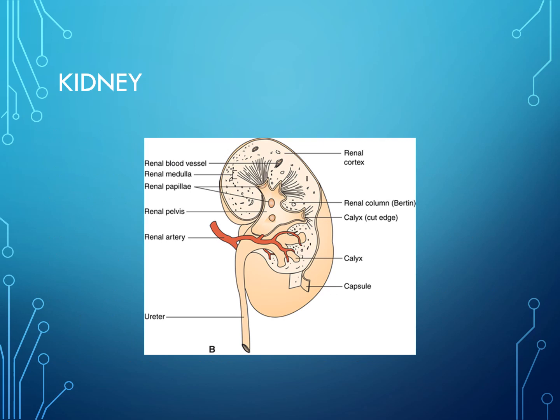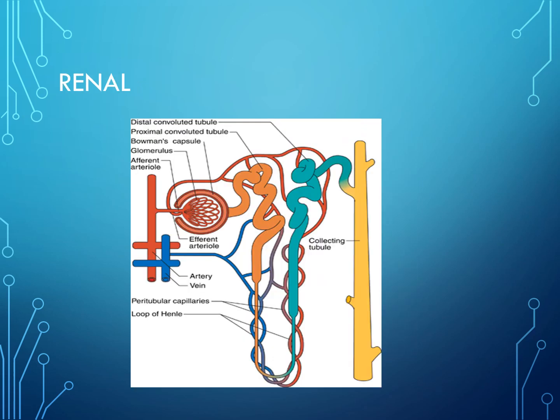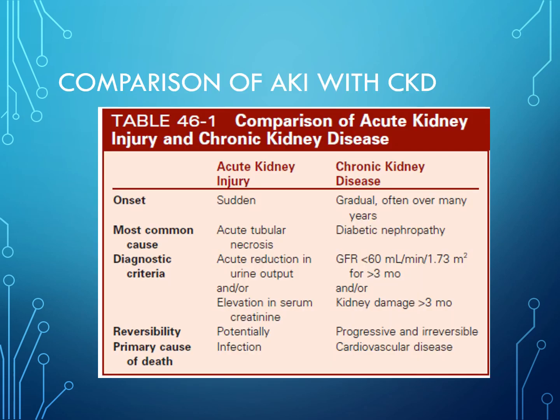Next is just a couple pictures of the kidney and the different areas of the kidney. And then this is a picture of the nephron of the kidney. And next is just a comparison of acute kidney injury and chronic kidney disease.